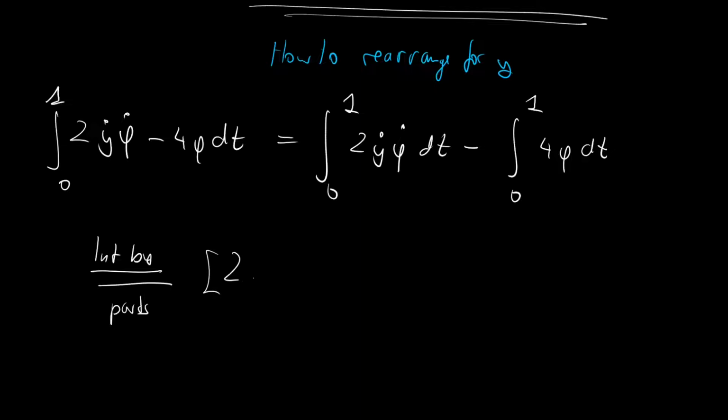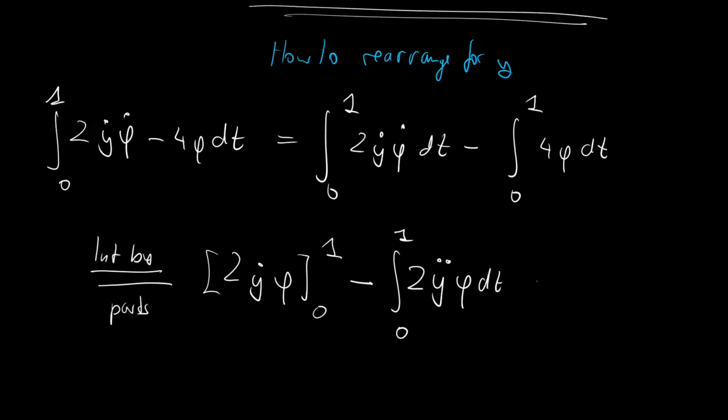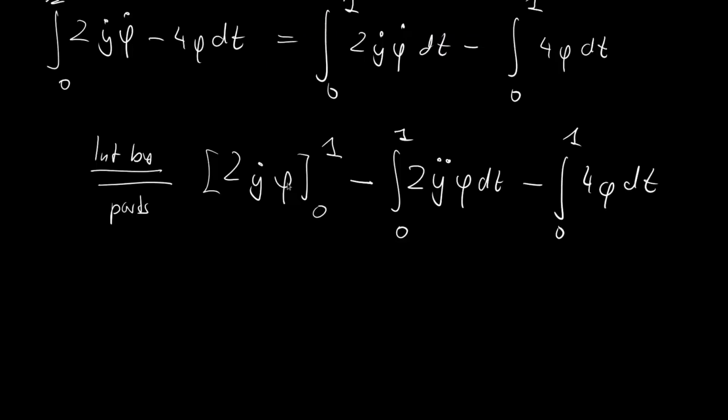Then we get 2y prime phi evaluated at 0 and 1 minus, because, don't forget this, integration by parts, the integral from 0 to 1 over 2y double prime phi dt minus the integral from 0 to 1 over 4 phi dt. And here we will use a property of the phi because this will be 0 at the boundaries, and this is because phi is a so-called test function.